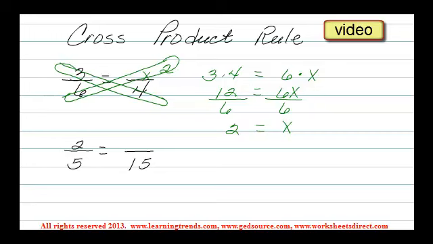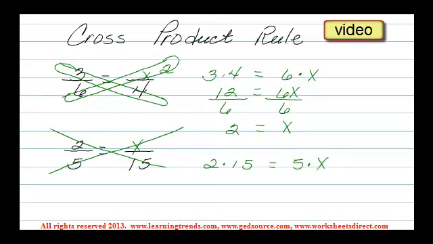Let's try a second example. Here we've got 2/5 equals some number over 15. Let's take 2 times 15, and 2 times 15 will equal 5 times some number, and that some number will be represented by x, so 5 times x.